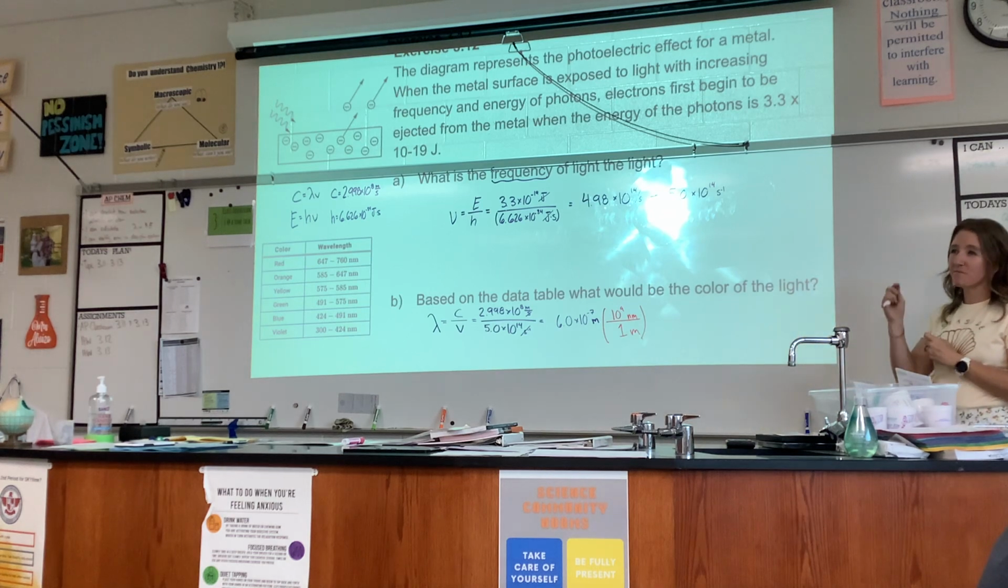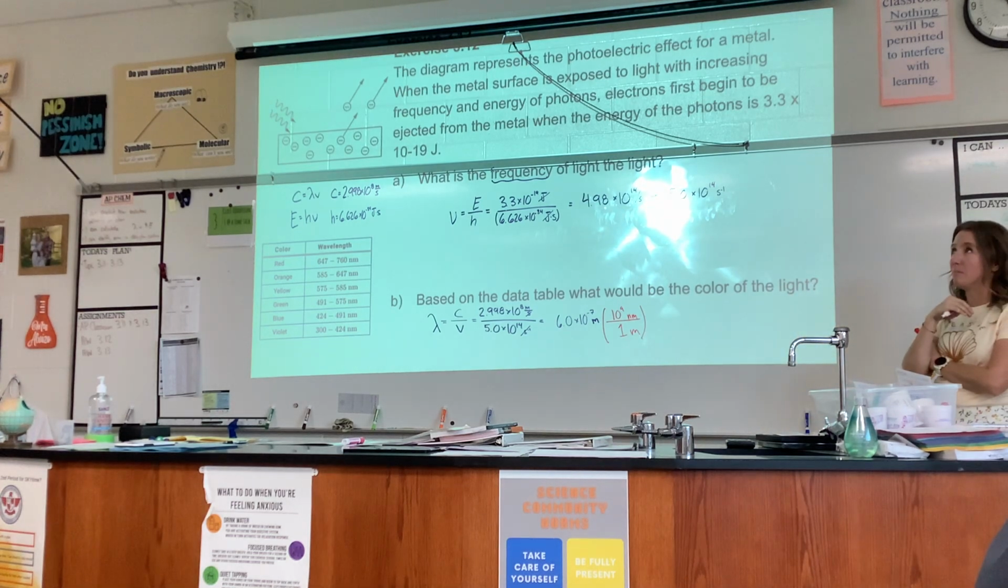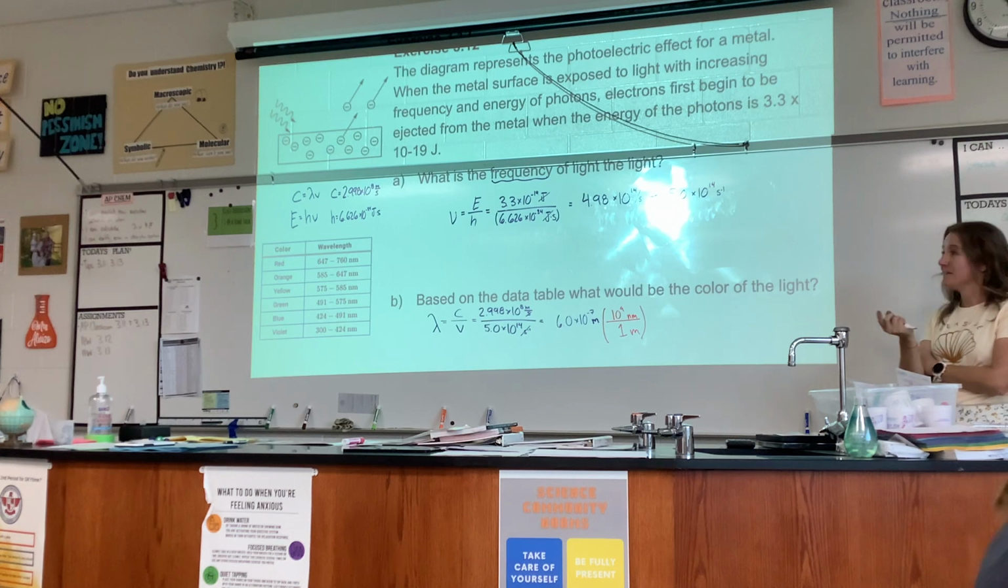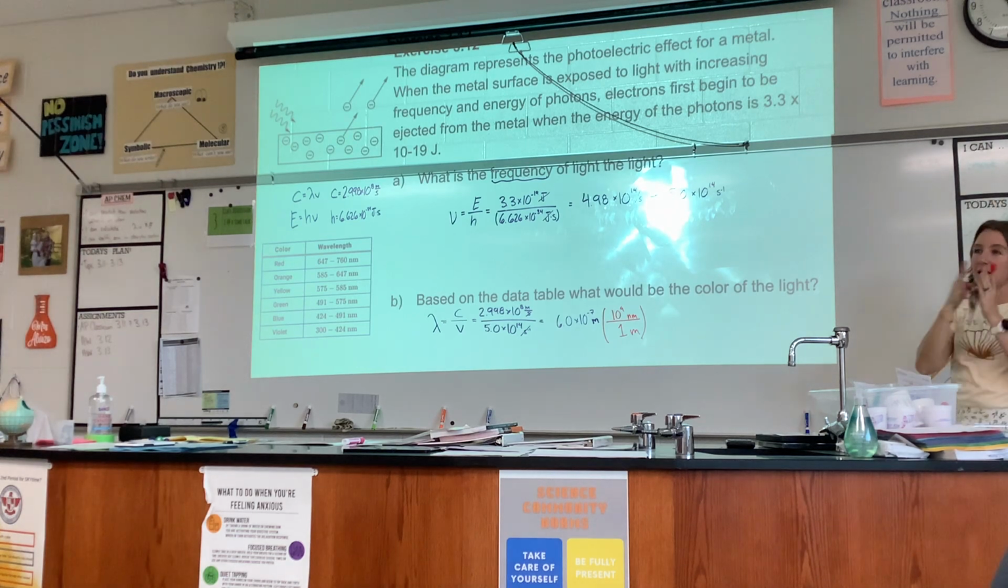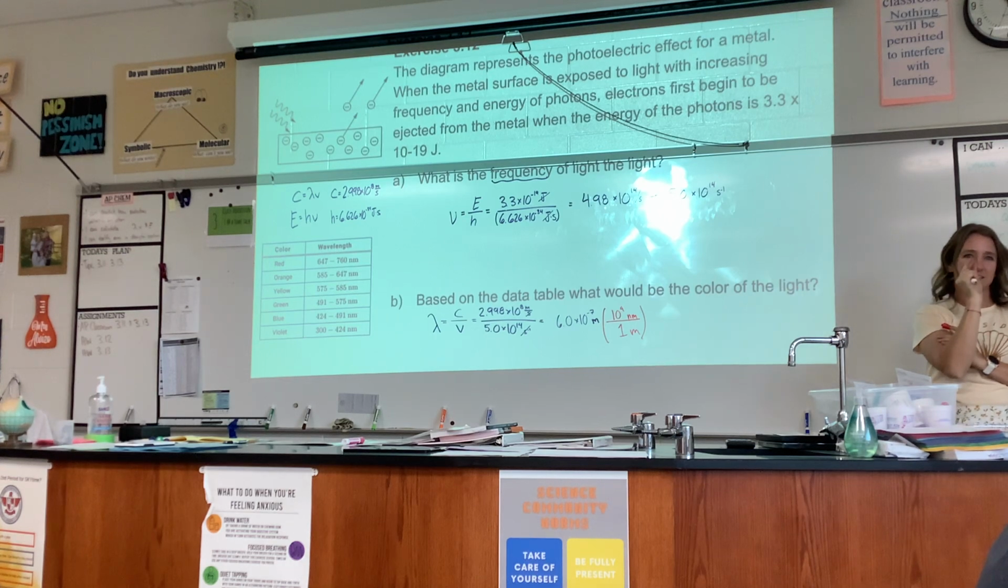So nanometers are very, very small in a sense. Wait, what's 10 to the 9? A billion? Sure. Yeah, a billion nanometers in every 1 meter. So if I took a meter stick and cut it up into a billion pieces, that's how long a nanometer is. Okay, so they're teeny, tiny.